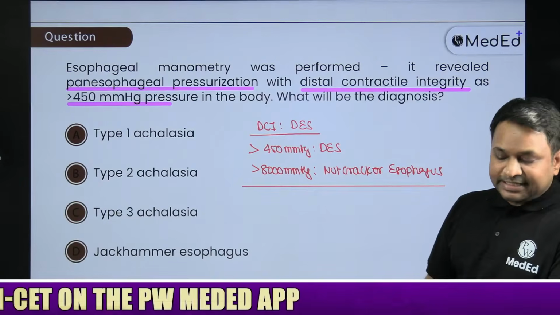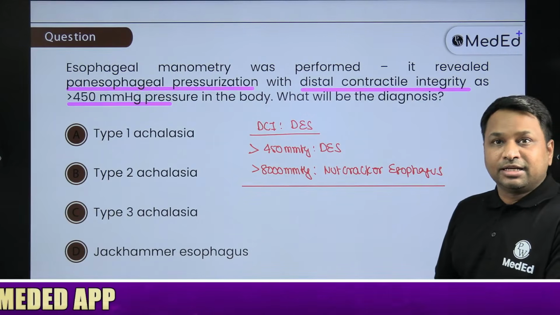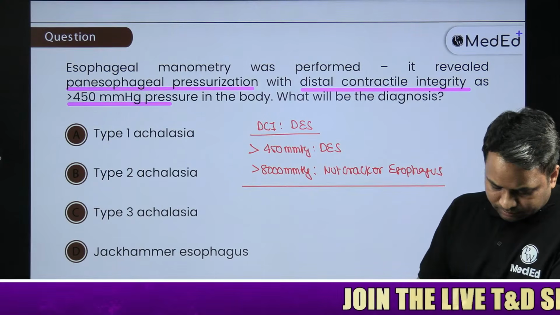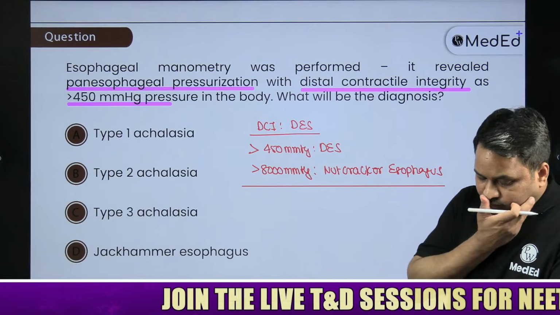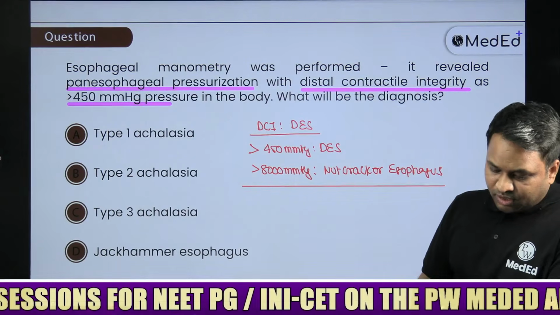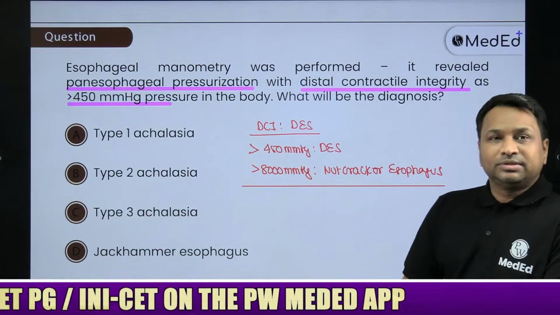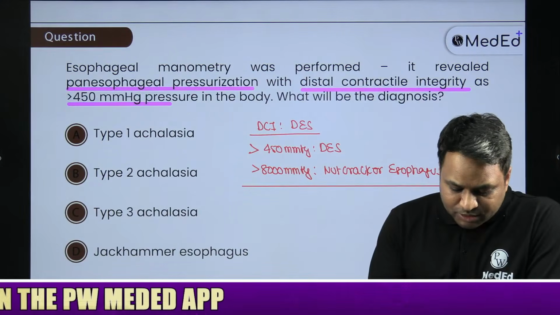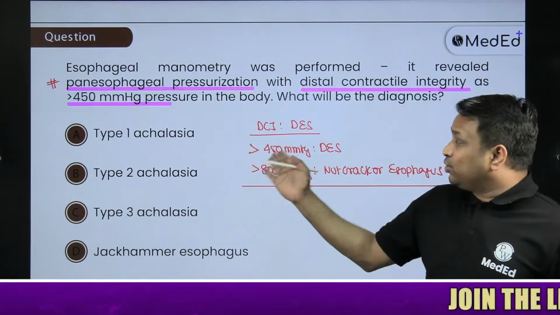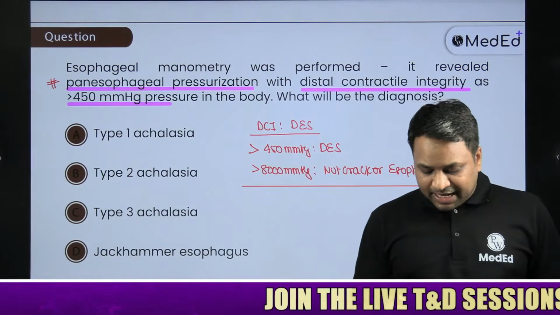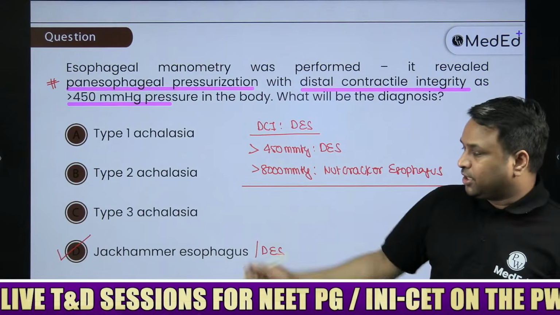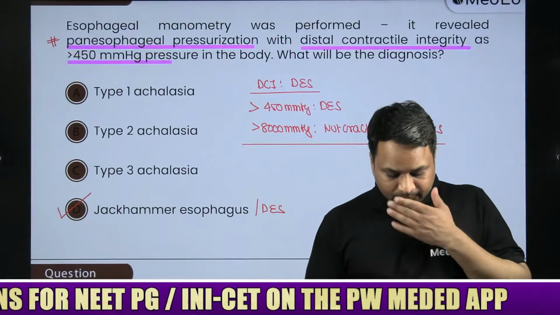So what is the DCI? That is the distal contractile integral in achalasia cardia. See, if the DCI is more than 450, do not fall into the trap of pan-esophageal pressurization, because DCI in achalasia cardia is negligible. If you have DCI of more than 400, ideally this option should not be given. The answer should have been diffuse esophageal spasm, but still the best option here is D for Delhi.